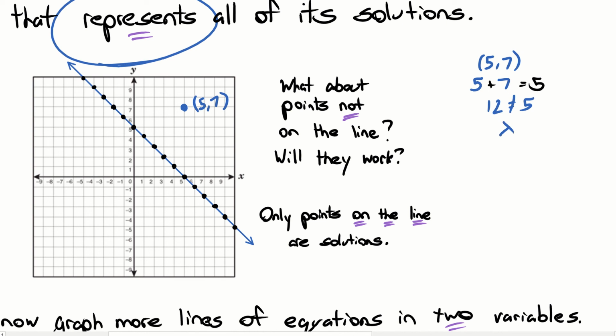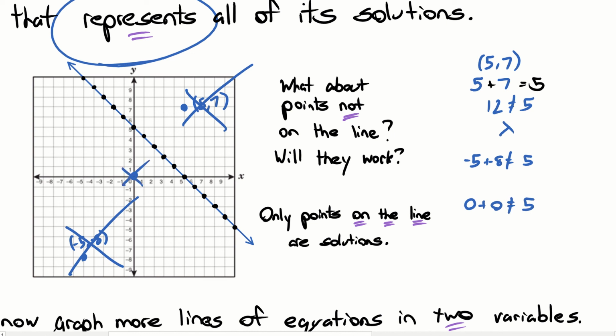Okay, well, let's try another random point. Let's try this one right here. Let's try -5, -8. Let's see here. -5 plus -8 equals 5. Well, I already know that's not going to be equal to a positive number, so it's clearly not going to be equal to 5. So that one didn't work. Let's try 0, 0, the origin. Let's see here. 0 plus 0 is equal to 5. Yeah, no, I know that's not true, so I know the origin's not going to work.